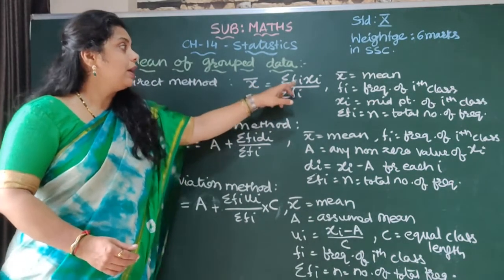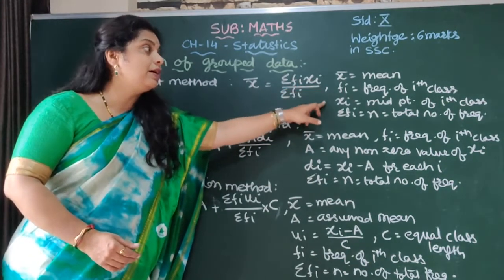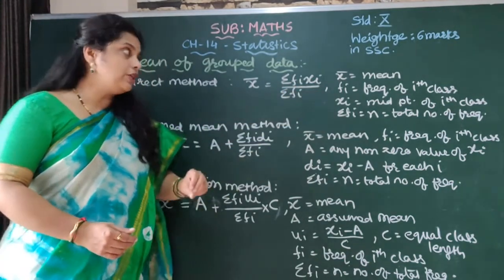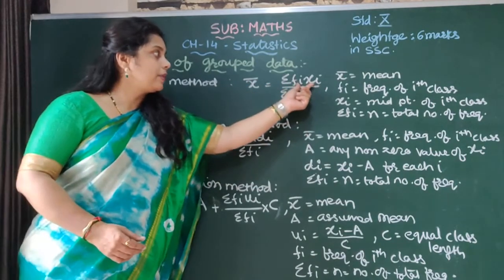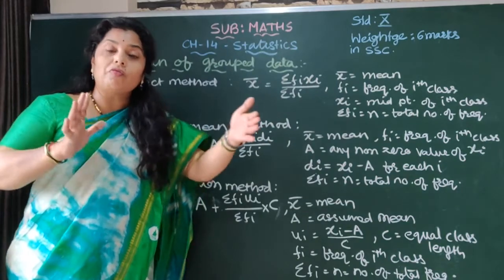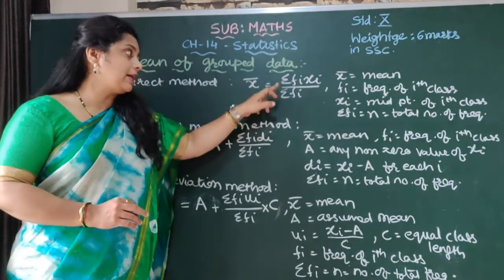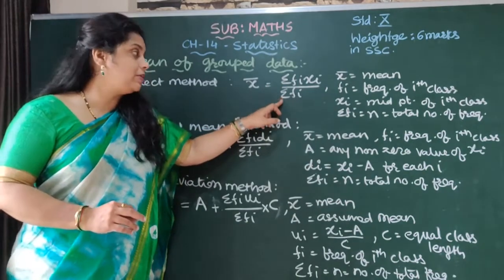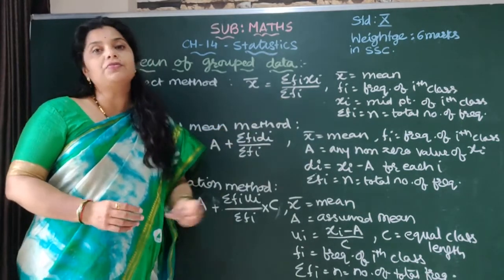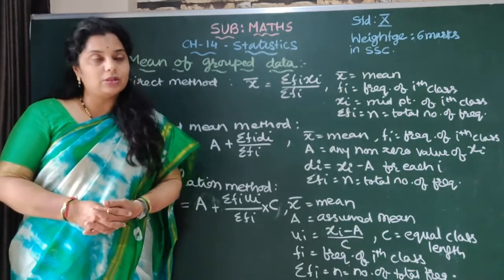What do you mean by fi? Fi is a frequency of each class and xi is a midpoint of each class, and their product is fi xi, and the sum of all such product is sigma fi xi and divided by sigma fi. Sigma fi is small n, which we called as a total number of frequency.